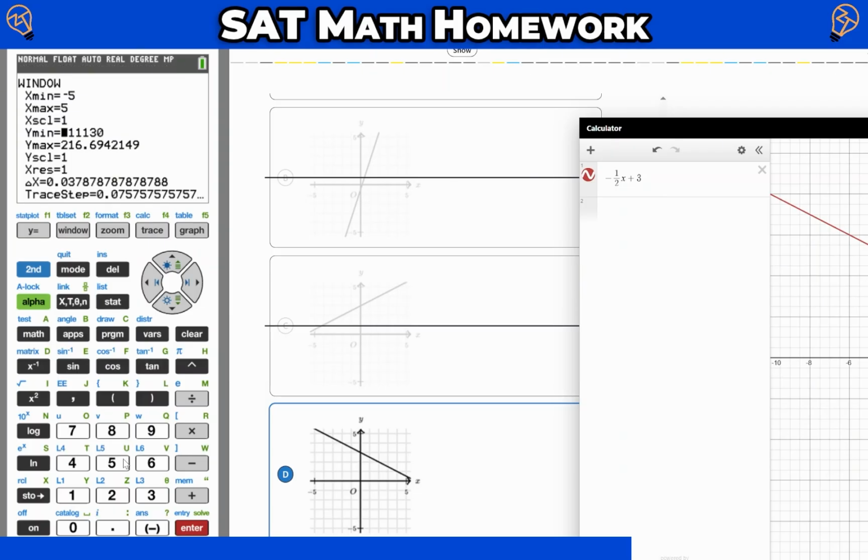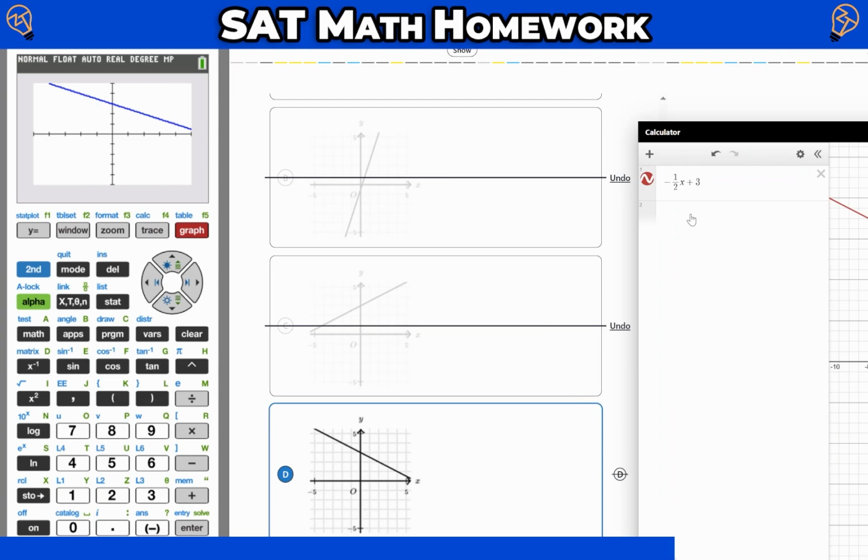And then I'll go down here, same thing. I'm going to make sure I use the negative key. I'm going to go from -5 to 5, counting by ones on the y. And that way, when I graph it, it really looks just like answer option D.